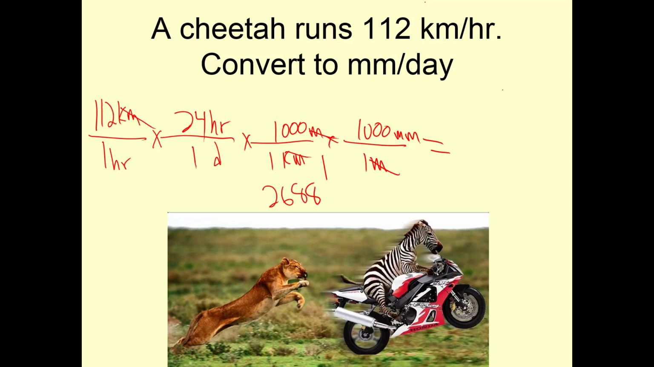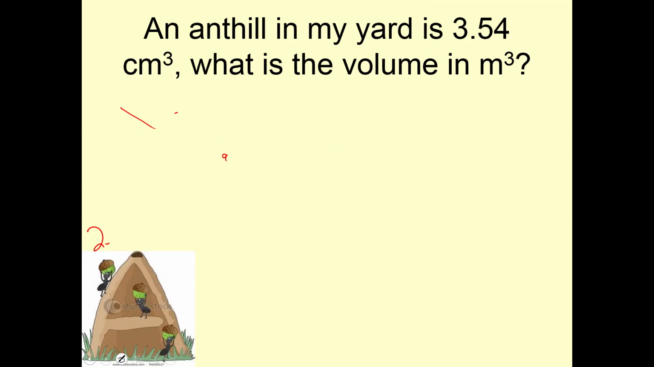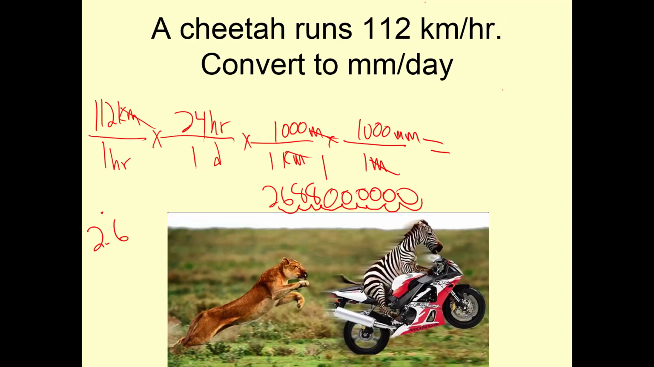2688.000000. 1, 2, 3, 4, 5, 6 zeros. Okay. Now this should be put in scientific notation. You should never show more than 2 zeros in anything. So we're going to move the decimal 1, 2, 3, 4, 5, 6, 7, 8, 9. 2.69E9. That's going to be millimeters per day.